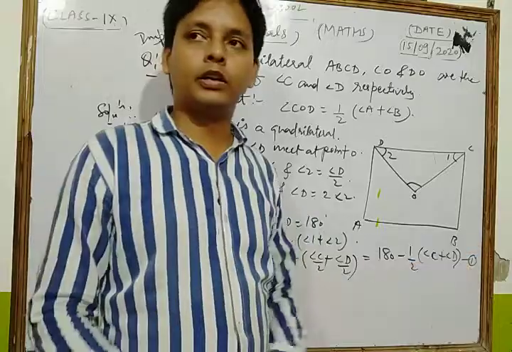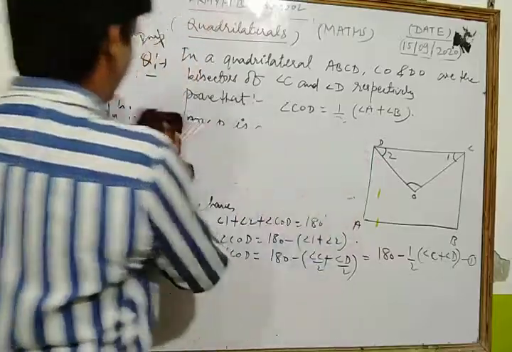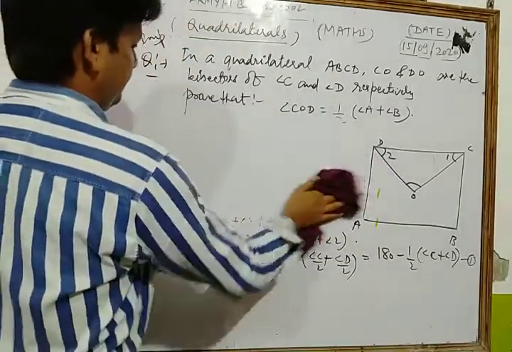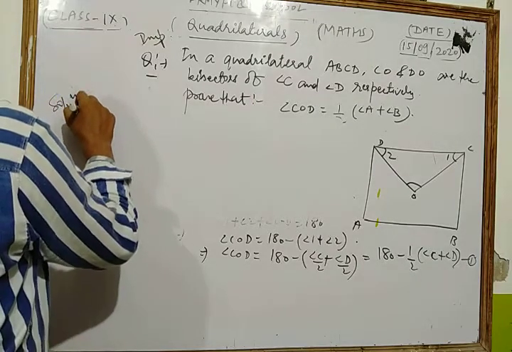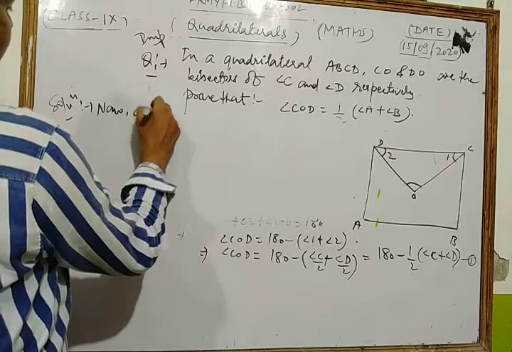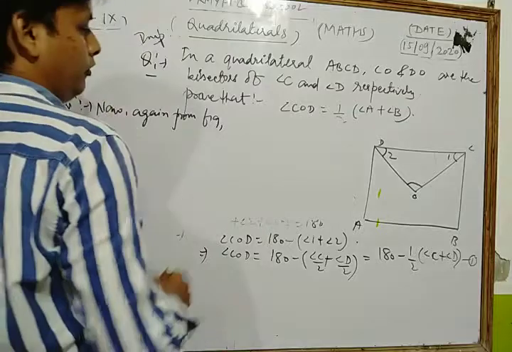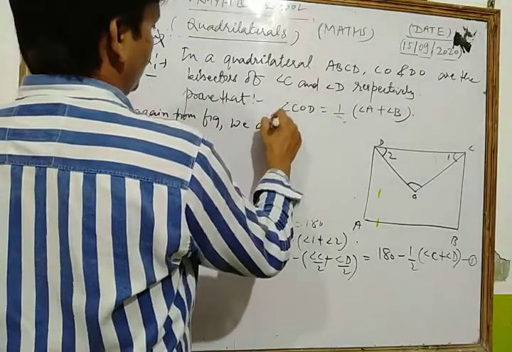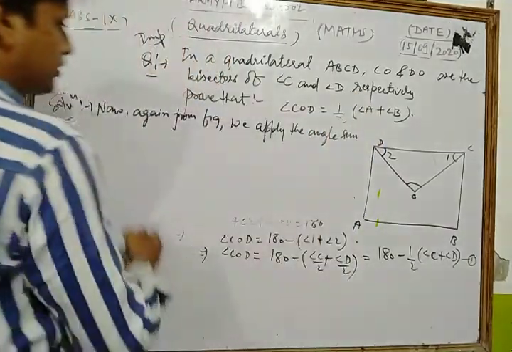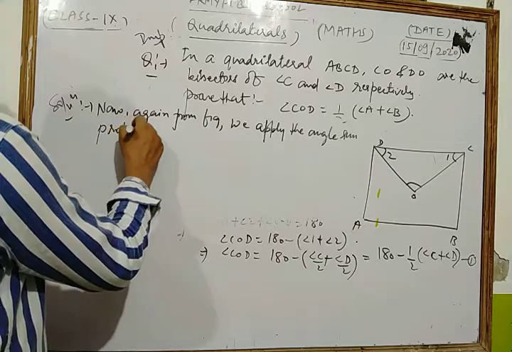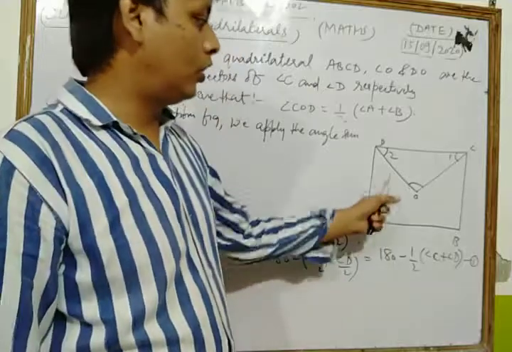Now again from the figure, let's see. Again from the figure we apply the angle sum property of the quadrilateral.